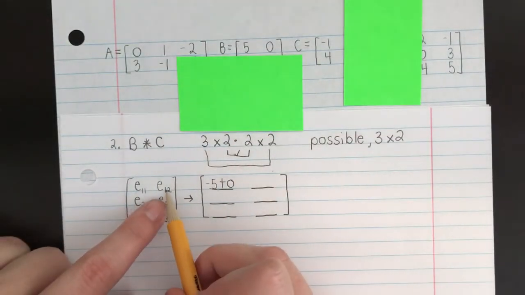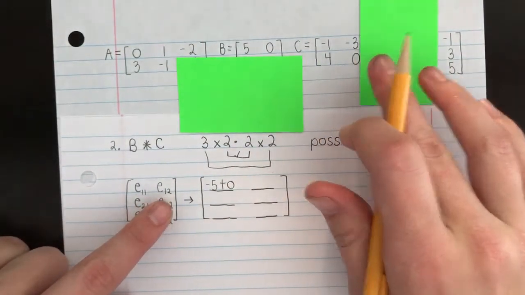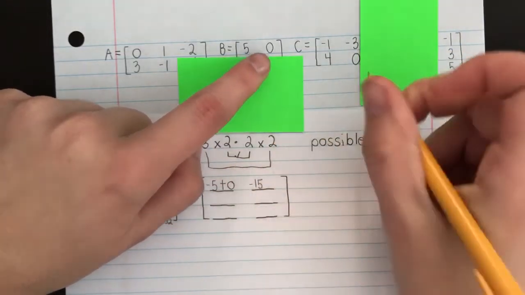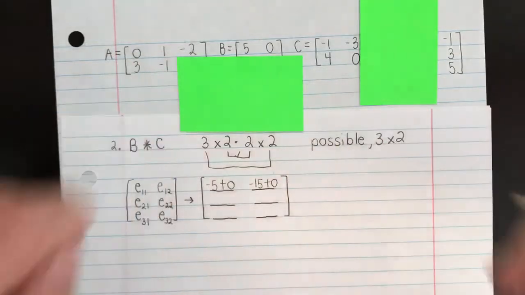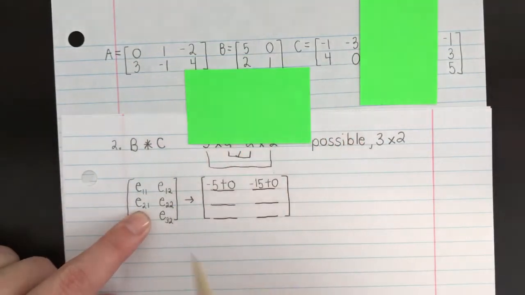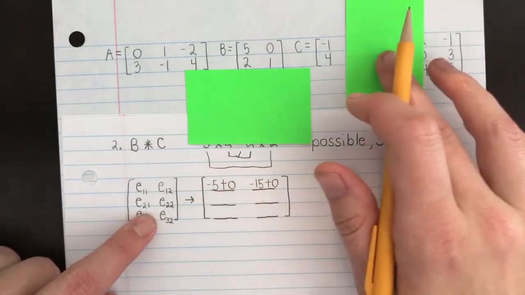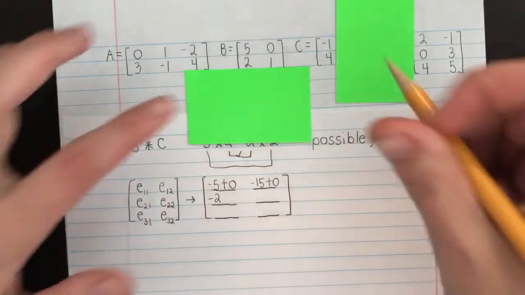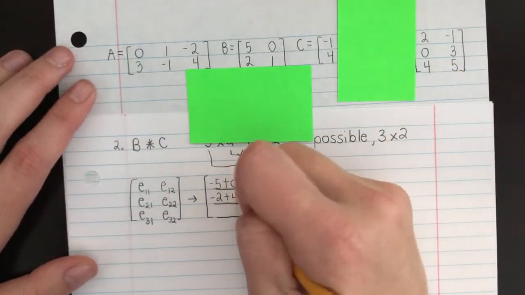And then I'm going to take row 1 of B, column 2 of C. So 5 times negative 3, negative 15, and then 0 times 0, 0. Okay, so next, I've got row 2 of B, column 1 of C. So 2 times negative 1 is negative 2, and then 1 times 4 is 4.